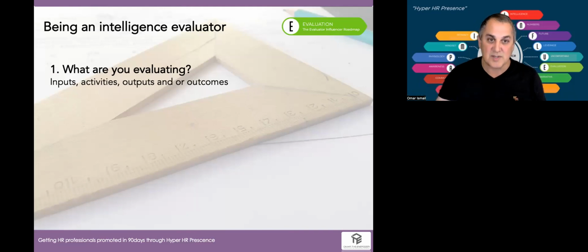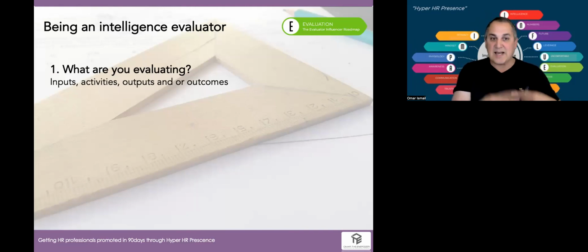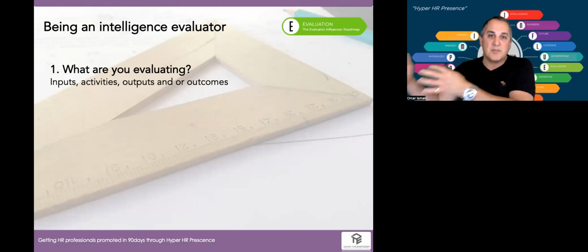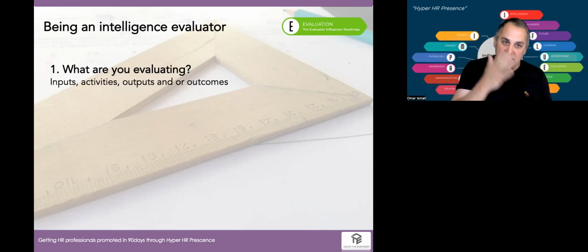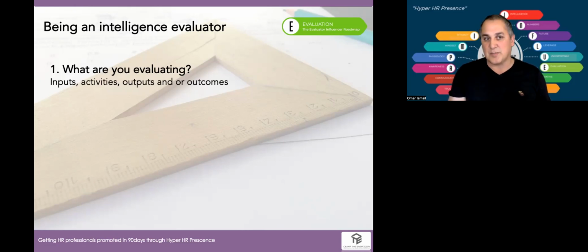What's the end result? An example is, you go to a training and the training is the activity. The output of that training is basically you get to learn something, but so what? What is the outcome of what you learn? You've got to start evaluating outcomes, not inputs, activities, and just outputs.